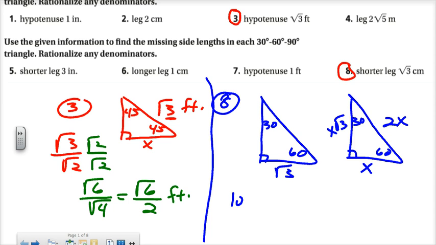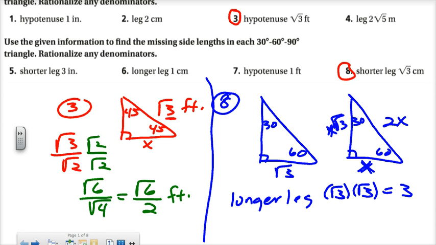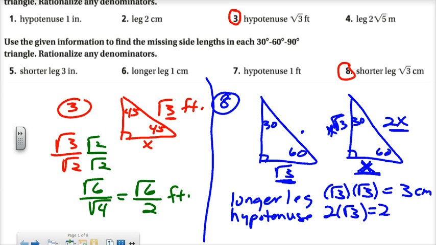So what I'm looking for in this one is the longer leg. I go back to my generic triangle here and realize I have to multiply by the square root of 3. So that'll be the square root of 3 times the square root of 3, which is the square root of 9, or you can think of it as the square root of 3 squared. So that will just get us 3. And that will be in centimeters. And then the hypotenuse, to go from short side to the hypotenuse, we need to know that relationship, and that's multiplying by 2. So that'll be 2 times the square root of 3, which is just 2 square roots of 3 centimeters for that one.